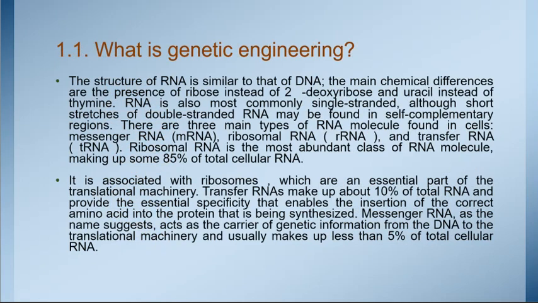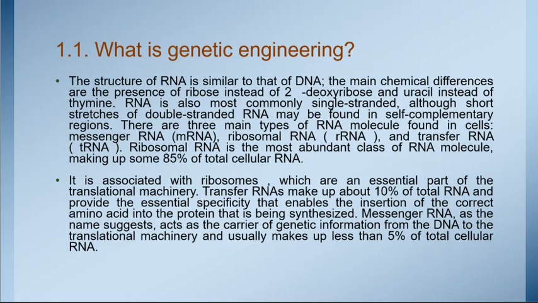So the structure of RNA is similar to that of DNA. The main chemical differences are the presence of ribose instead of 2' deoxyribose and uracil instead of thymine. RNA is also most commonly single-stranded, although short stretches of double-stranded RNA may be formed in self-complementary regions.